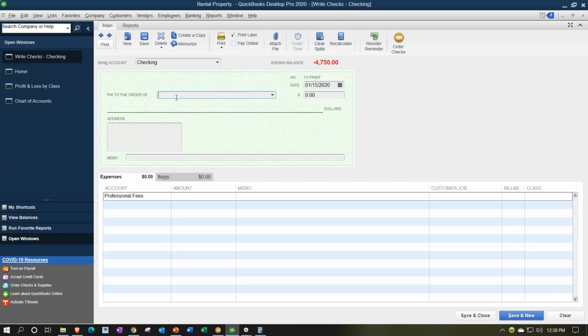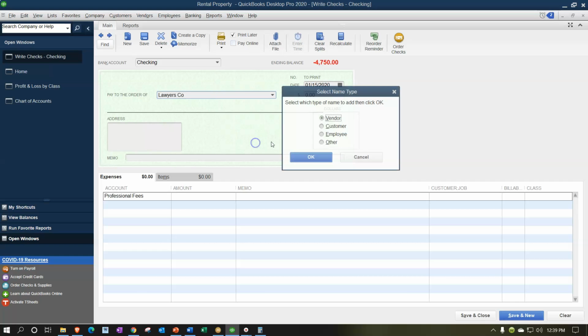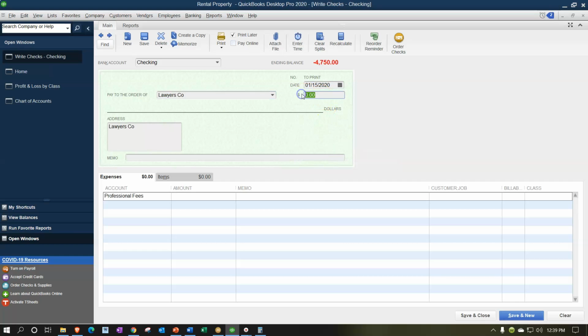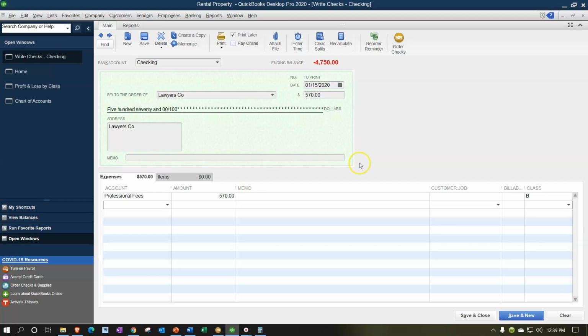So we'd say these are the lawyers' company. And so we'll say that we're going to quick add those. Vendor, we're going to say that they are going to be having, let's say, 570 professional fees. And that's all going to go to the business because I'm not going to break that out between business and personal because we paid the lawyers for business stuff. That was business stuff related.